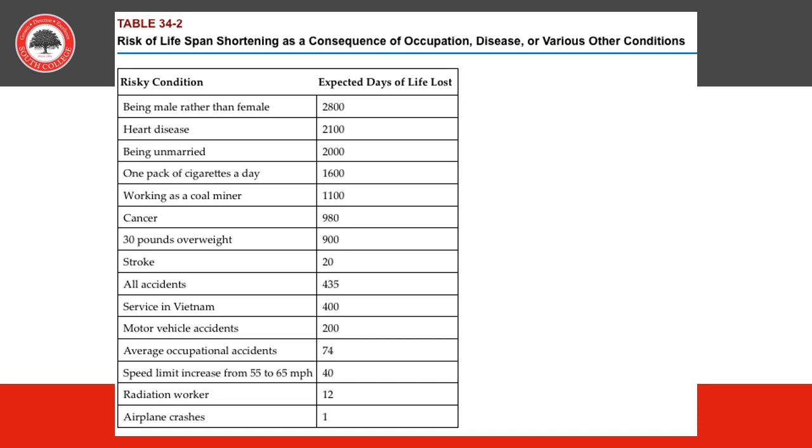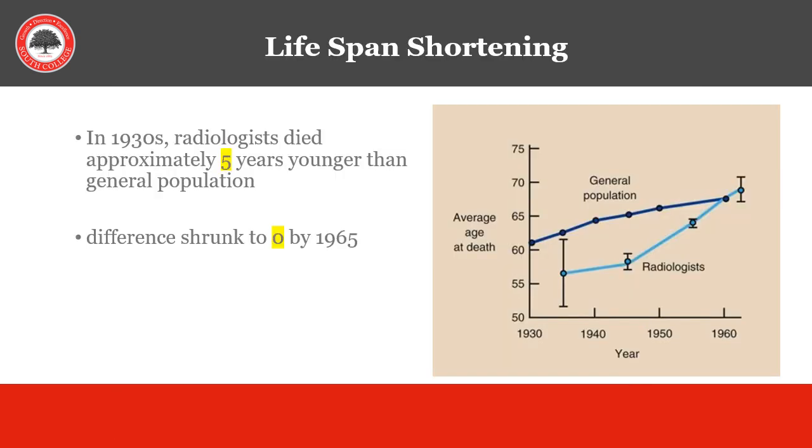There's a table showing some risky conditions or specific things that have occurred, such as speed limit changes, airplane crashes, cancer, working as a coal miner, being unmarried, or being male versus female, and how they result in days of life lost. Now, the 12 days of life lost for being a radiation worker have not transpired in quite a few decades. So we'll take a look at the statistics in the next slide.